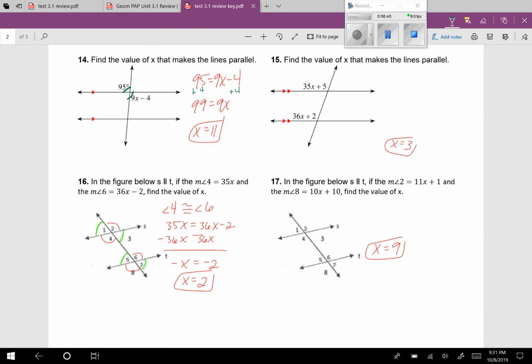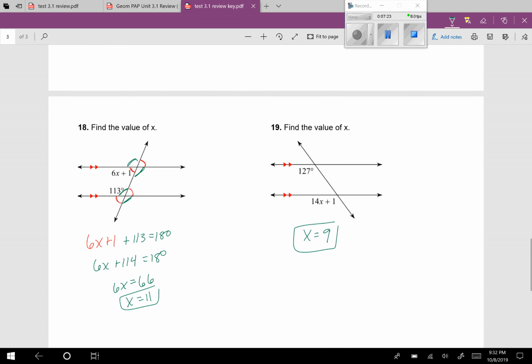Question 16. It says in the figure below, S is parallel to T. If the measure of angle 4 is 35x and the measure of angle 6 is 36x minus 2, find the value of x. So I did my colors and I saw, okay, I need angle 4 and angle 6. So I go and I look at the picture here. Angle 4 and angle 6, they're alternate interior, so that means they're congruent. So I set them equal to each other. So this 35x equals 36x minus 2. Okay, solve this for x here. When you solve it for x, you get that x is 2.